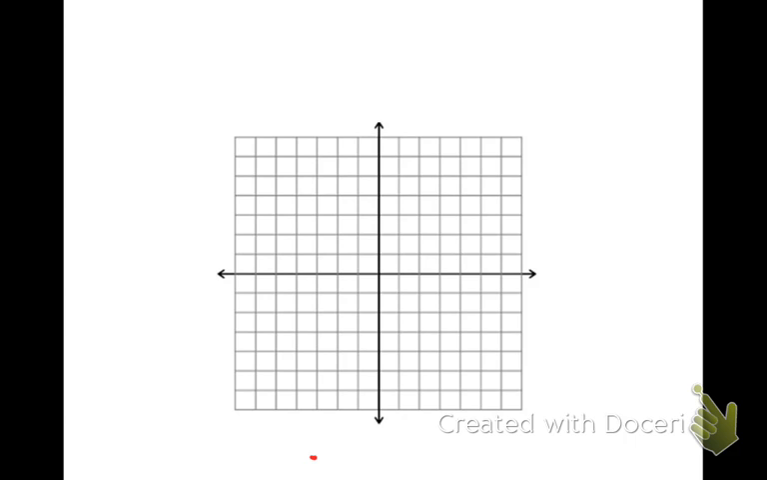Negative 1, negative 4 would be right here. 0, negative 1, 1, 2, right 1, up 2, and 2, 5, right 2, up 5. And again, you don't have to label each individual point. That would be what you need for that.